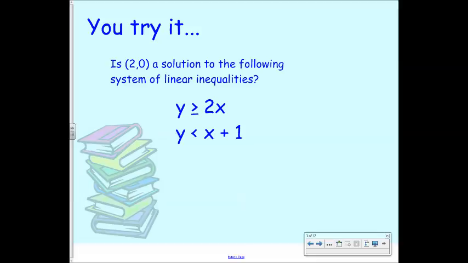All right, what does the first one look like? 0 is greater than or equal to 2 times, so that is 4. Is that true or false? 0 is greater than or equal to 4 is false. So then do I even need to do the second one? No. Is this the solution? No.